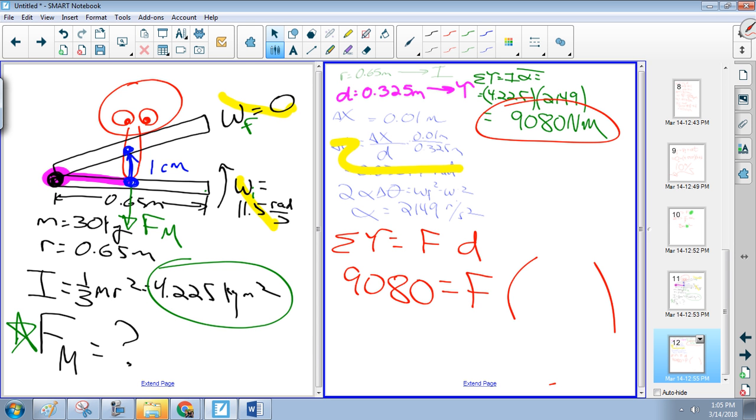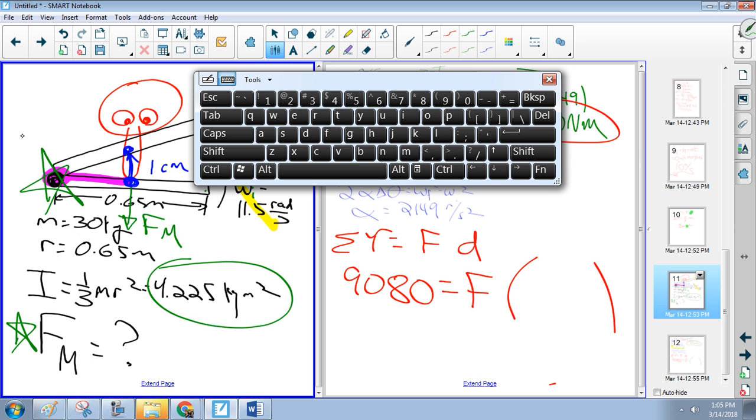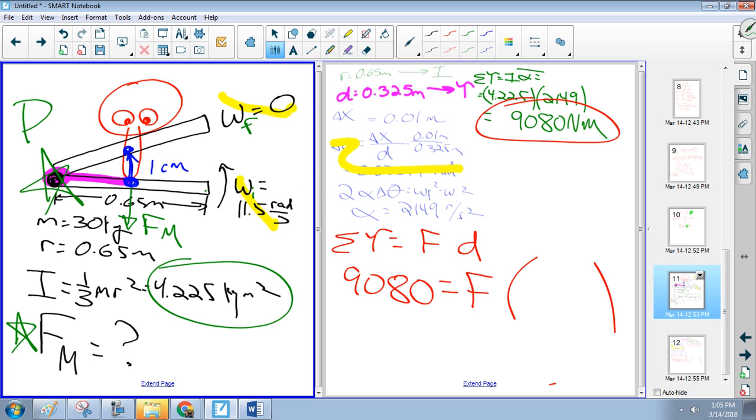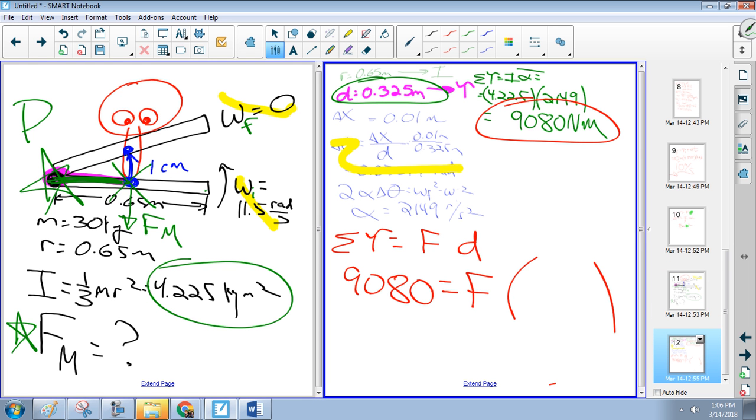So what do we use for the distance, you guys? What do you think? Weston said 1 centimeter. 1 centimeter sounds good. Remember, when you use this FD, it's always the distance between the force and the pivot point. So on this drawing, where is the pivot point? That's my pivot point. My force is being applied here, right? So this length here is my D. We already wrote it down. It's this 0.325, right? Okay?